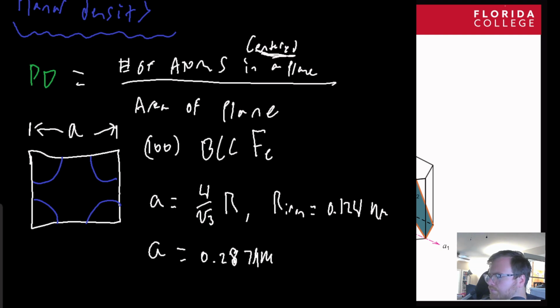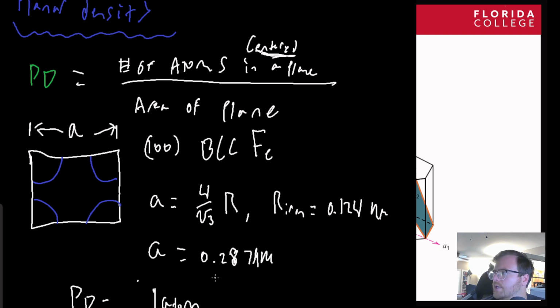And then that means our planar density, PD, will be equal to... so how many atoms do you think we have in here? Remember, we have about 1/4 of an atom in this section. So 4/4 would be 1 atom. So we have 1 atom.